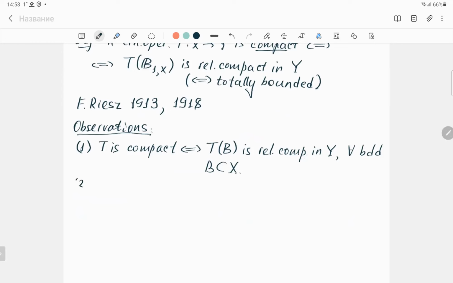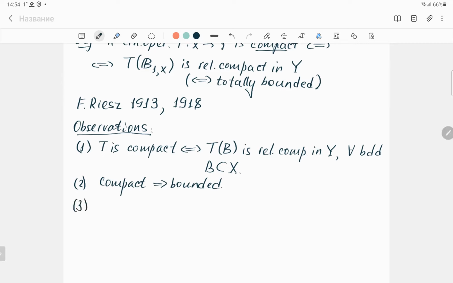Second, let's observe that each compact operator is obviously bounded. Well, indeed, an operator is bounded if it takes the unit ball to a bounded set. And here we have a stronger condition. So T is compact if the set is relatively compact. Of course, each relatively compact set is bounded. So every compact operator is bounded.